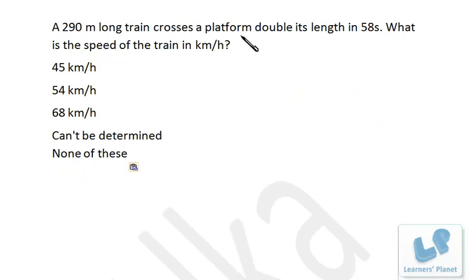A 290-meter long train crosses a platform, double its length, in 58 seconds. What is the speed of the train? Speed of the train will be length of the train plus length of the platform, right? So length of the train is this. This is the length of the platform, right? No need to add, no need to multiply. Now we have to find that in kilometer per hour.